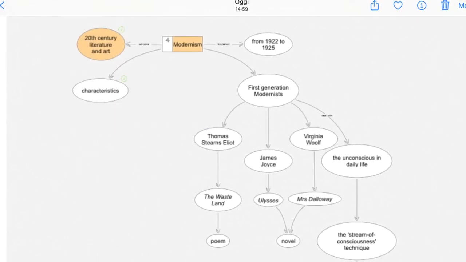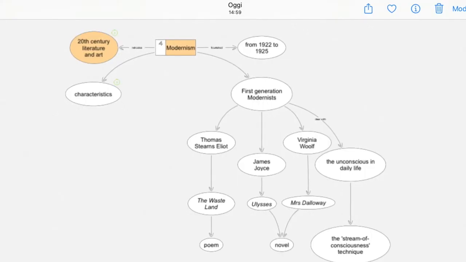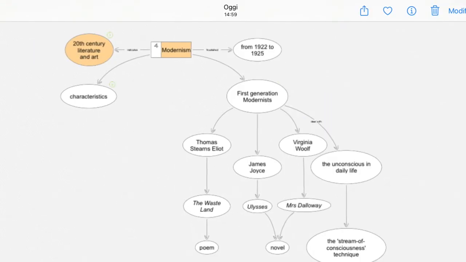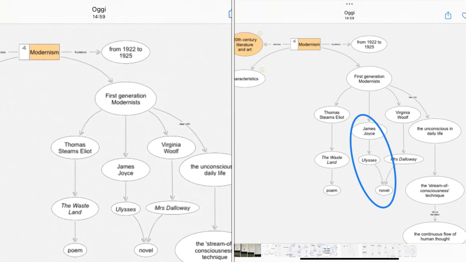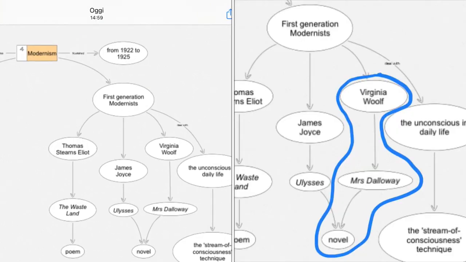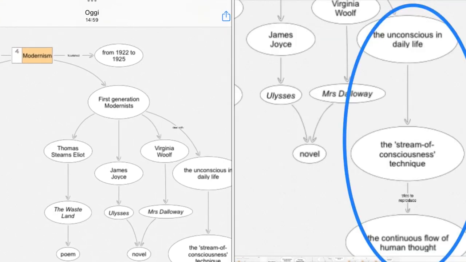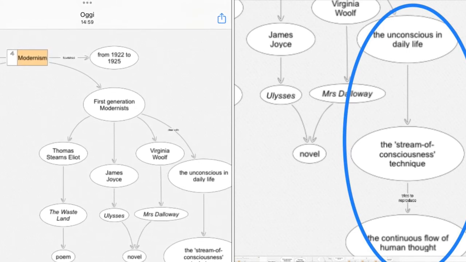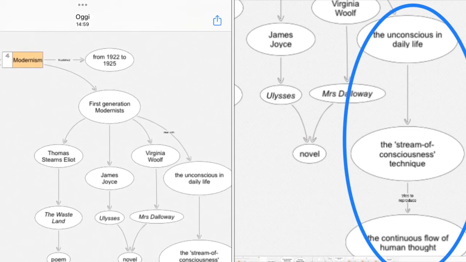We can consider that the first generation of modernists was productive between 1922 and 1925, with Thomas Stearns Eliot, who composed The Wasteland, a long poem. We also have James Joyce, who experimented with the novel Ulysses, and Virginia Woolf, who published the novel Mrs. Dalloway. Their works all deal with the unconscious in everyday life, and they all use the stream of consciousness technique to try to replicate the continuous flow of the human mind on the page.